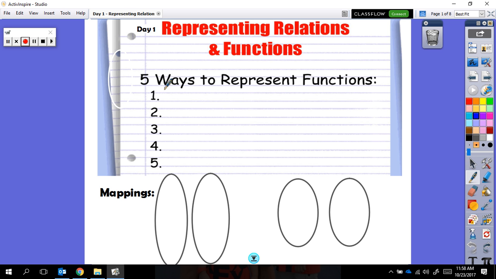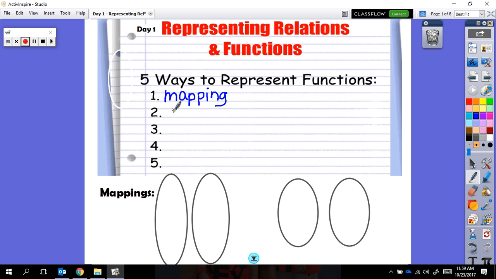So I'm going to first give you a list of 5 ways to represent functions. The first way is what's called a mapping. Okay, and that's what you see going on down here, so I'm going to write some things in here in a minute and show you how mappings work. Looks kind of like a Venn diagram, but it's not.